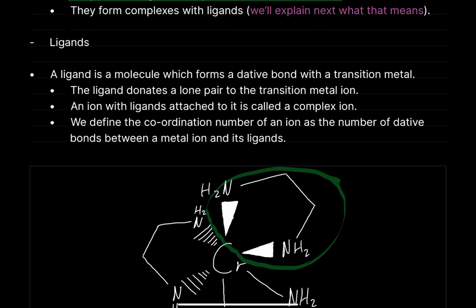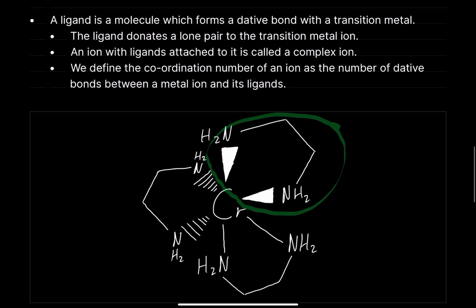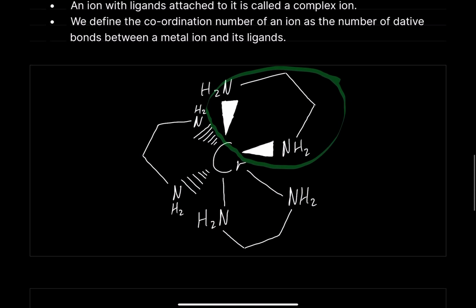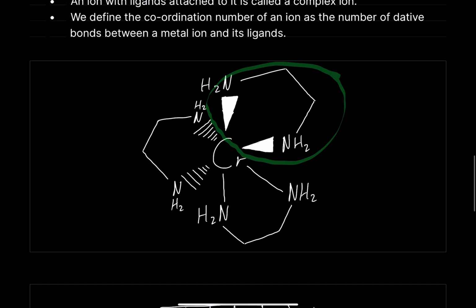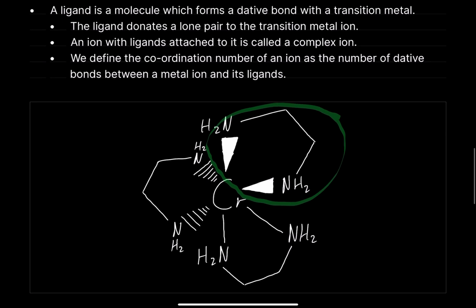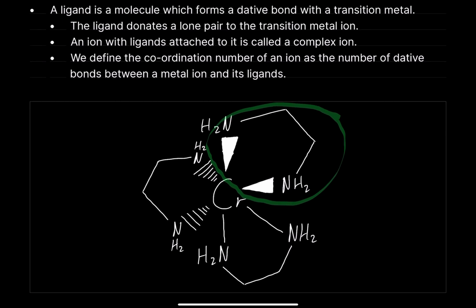A coordinate bond is just where a lone pair of electrons is donated from one atom to another, but both electrons are donated from one atom. So the ligand donates a lone pair to the transition metal ion, and in this case it would be from the nitrogen. It's the lone pair on the nitrogen atoms from this ligand that are fully donated from the ligand to the transition metal here. And an ion with a ligand attached to it is called a complex ion.